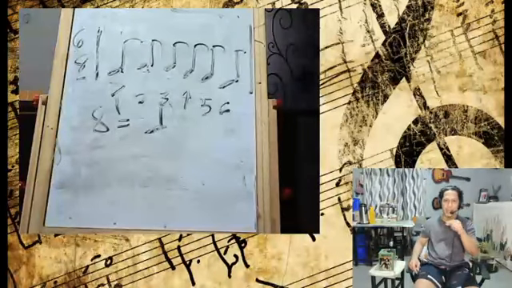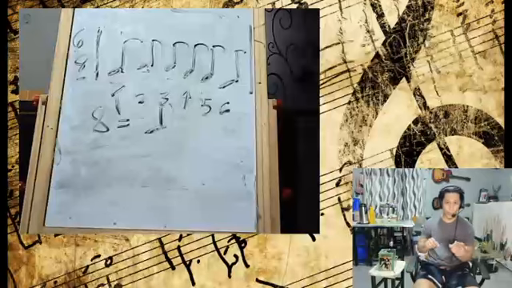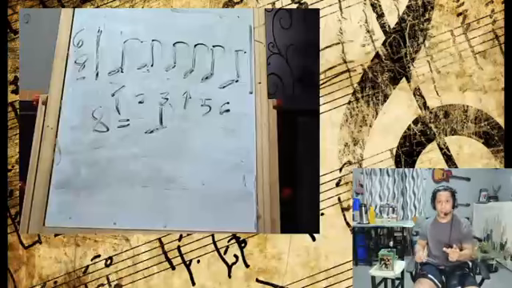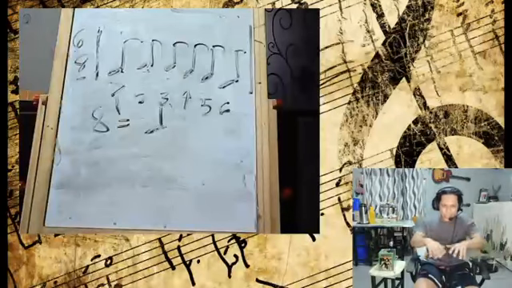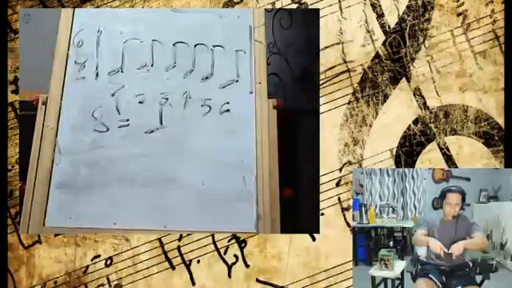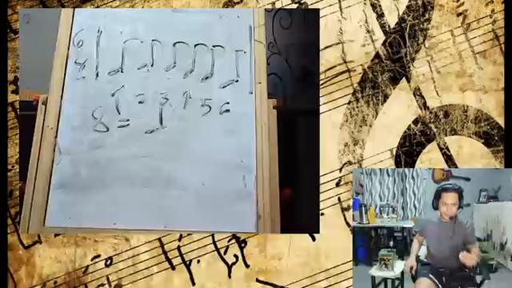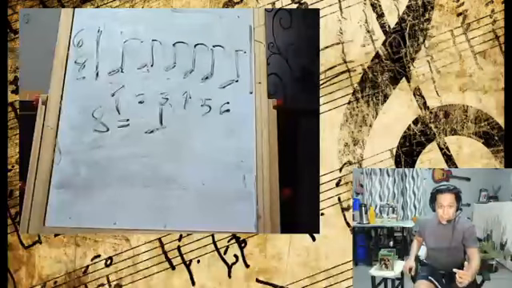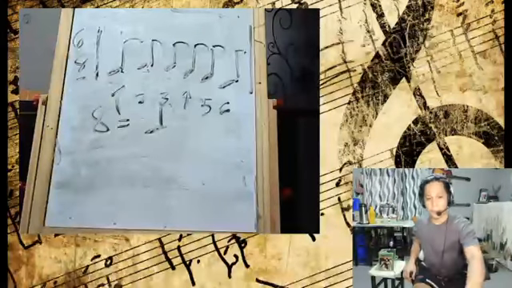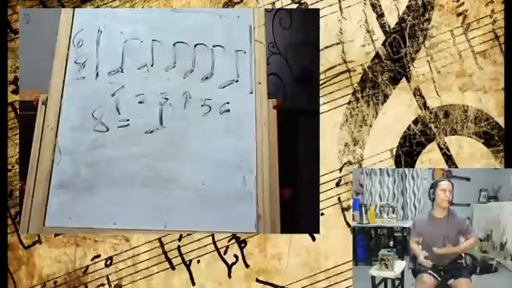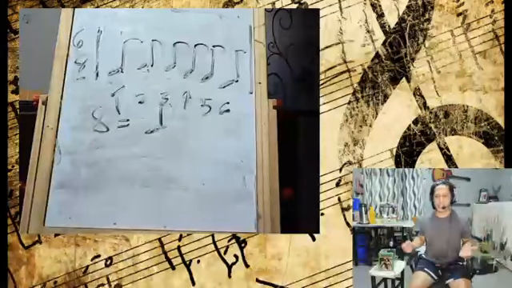You heard that bass? 1, 2, 3, 4. 1, 2, 3, 4. 1, 2. You hear that bass, that low sound? 1, 2, 3, 4. It enters on count number 1 always because number 1 is our downbeat.